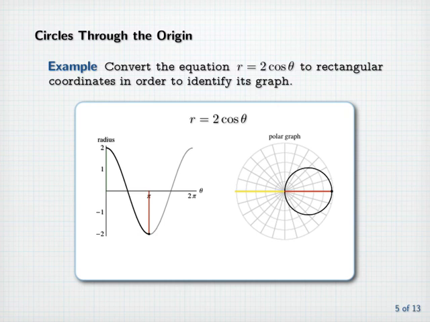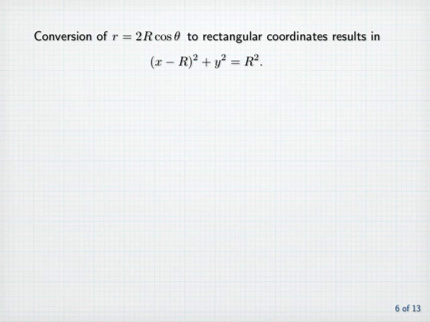For theta between pi and 3/2 pi, the top half is traced out again, this time with negative radii, and for theta between 3/2 pi and 2 pi, the bottom half is traced out again, this time with positive radii. In exactly the same manner as in the previous example, conversion of the equation r equals 2 R cosine theta to rectangular coordinates results in the rectangular equation of the circle centered at (R, 0) with radius absolute value of R.